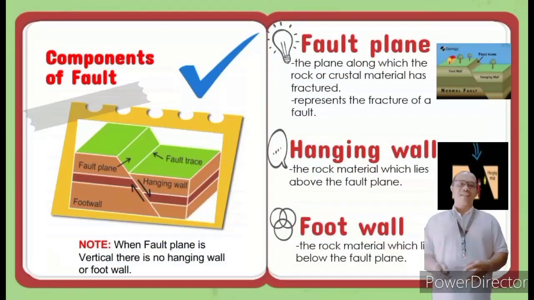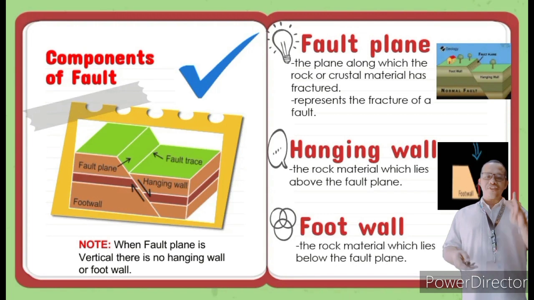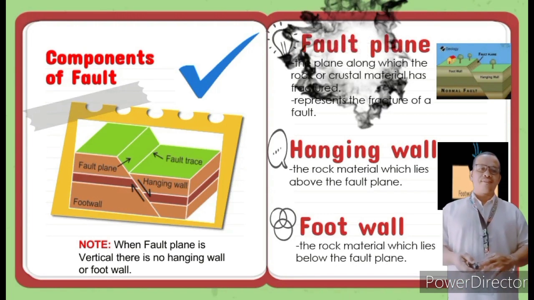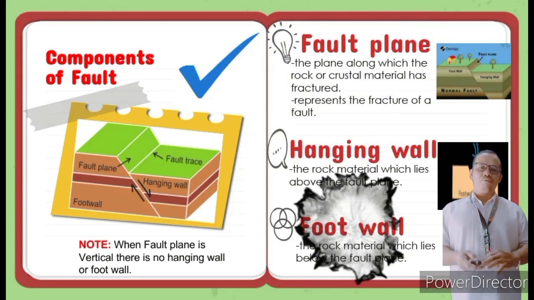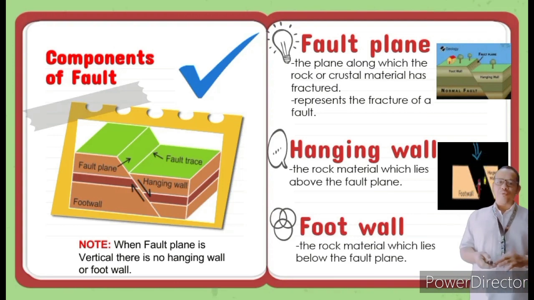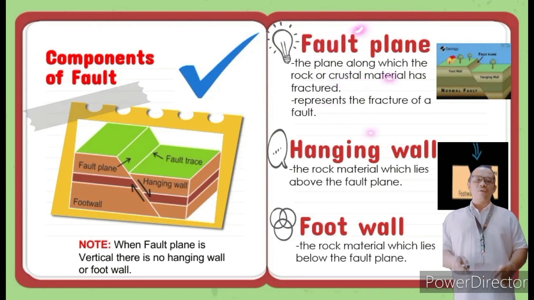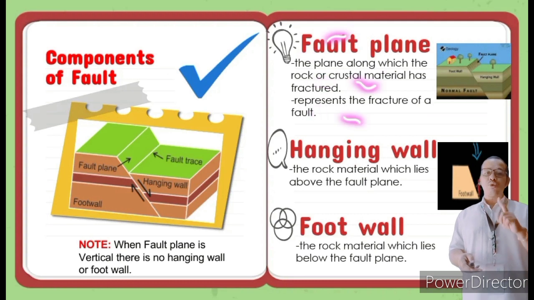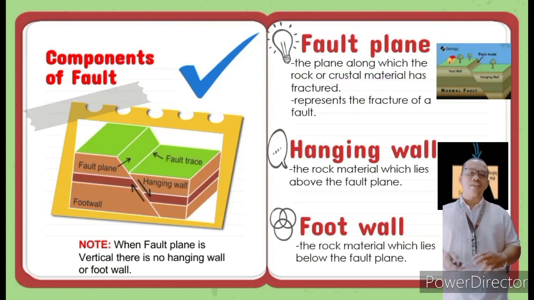Okay? Let's come now to the components of fault. There are three components of fault. What are those? Number 1, fault plane. Number 2, hanging wall. Number 3, footwall. What are the differences between the three? The fault plane is the plane along which the rock or crustal material has fractured. There is what we call a fracture, class. It represents the fracture of a fault. That is the fault plane.